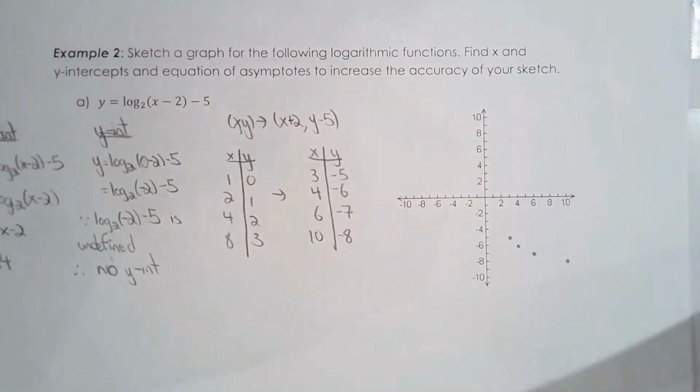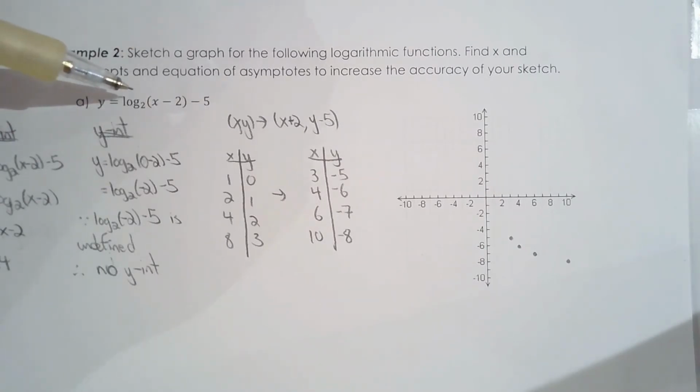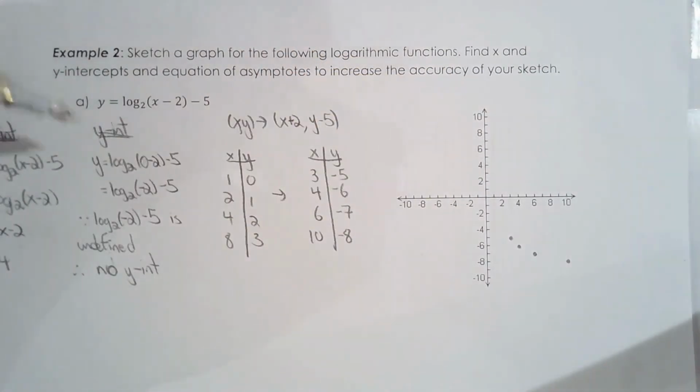So for every logarithmic function, it'd be really helpful if we sketched in the vertical asymptote. Just like for an exponential function, you always sketch in the horizontal asymptote to increase the accuracy of your graph. So for a logarithmic function, we're going to sketch in our vertical asymptote. So the question is, where is our vertical asymptote? Well, originally, it was on the y-axis, okay? But now, after we apply these transformations, it will no longer be on the y-axis.